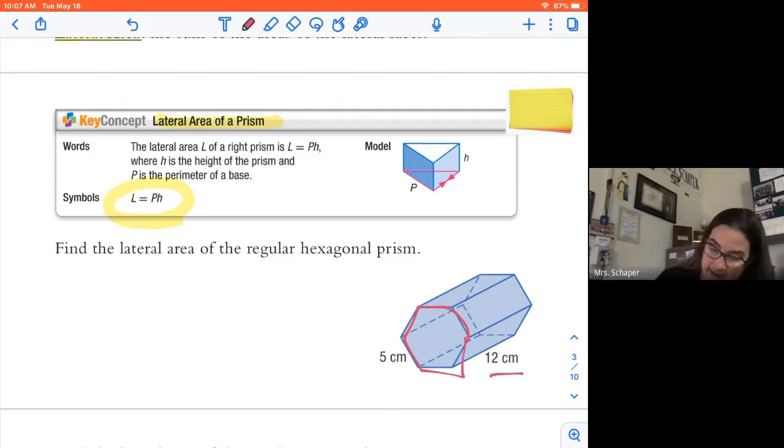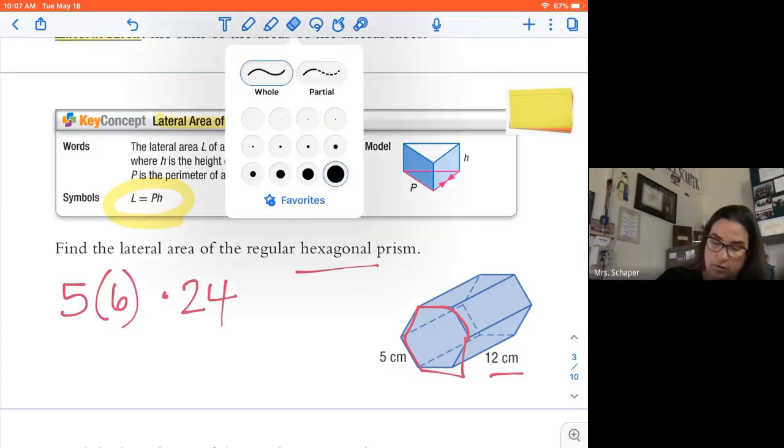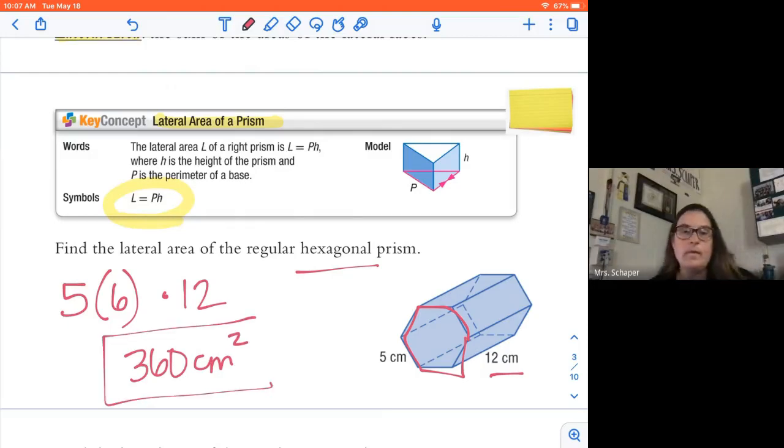And so in this case, it's a hexagonal prism. So each side is 5. There are 6 sides to that base, so that's 30. And then I'm going to multiply it by how tall it is, which is 12, not 24. Okay, so 360 centimeters squared. All right, 360 centimeters squared.